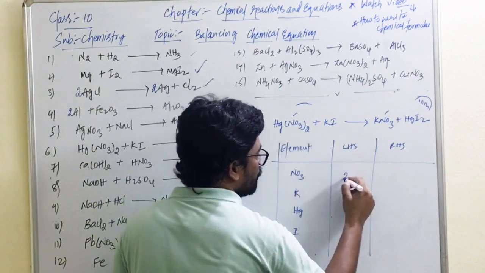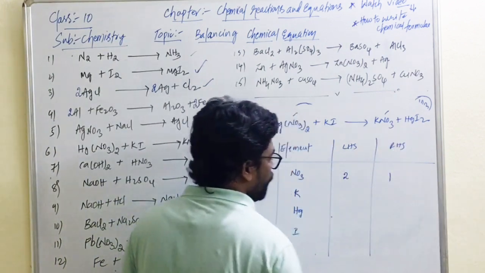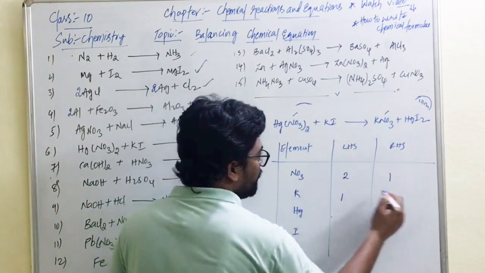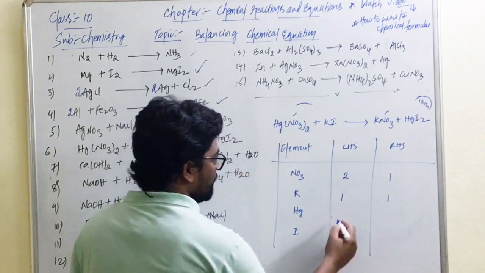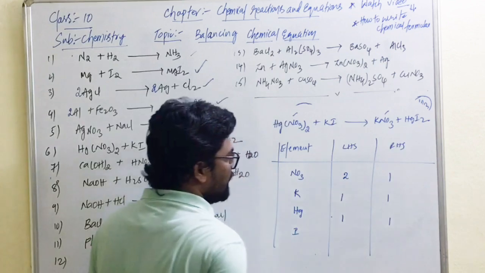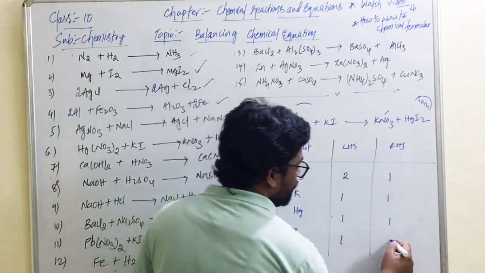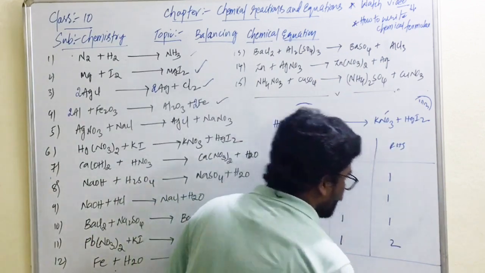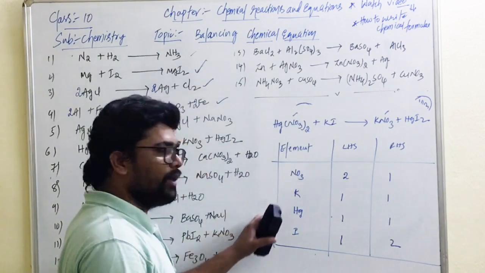We have 2 nitrates on the left, 1 on the right hand side. Potassium: 1 on the left hand side, 1 on the right hand side. Silver: 1 on the left hand side, 1 on the right hand side. Iodine: 1 on the left hand side, 2 on the right hand side. It's unbalanced. Okay, now let us balance one by one.